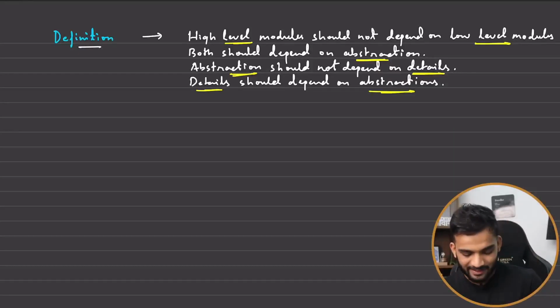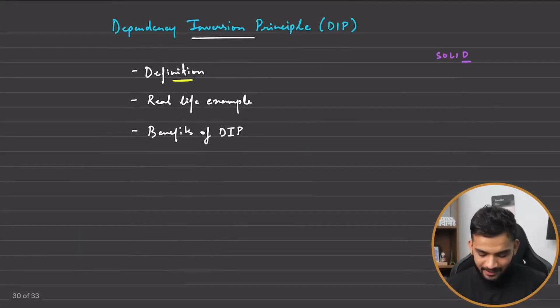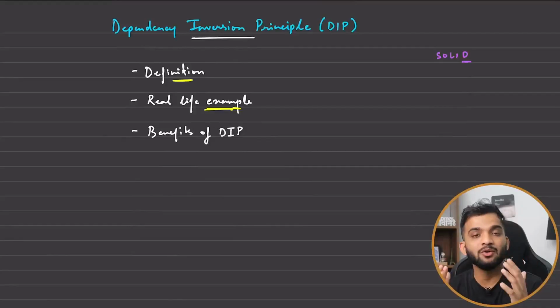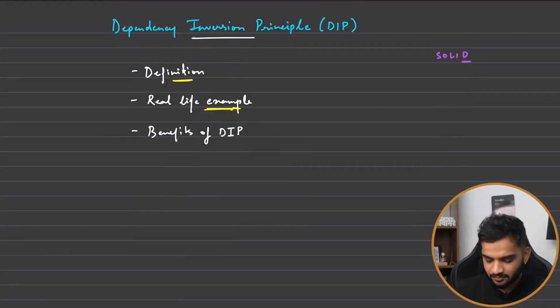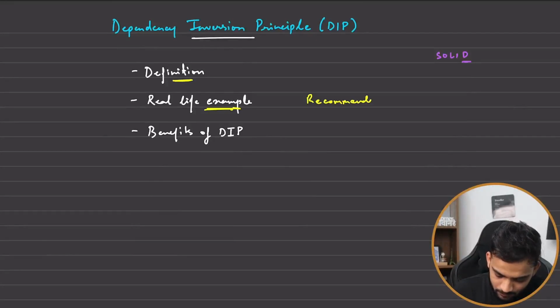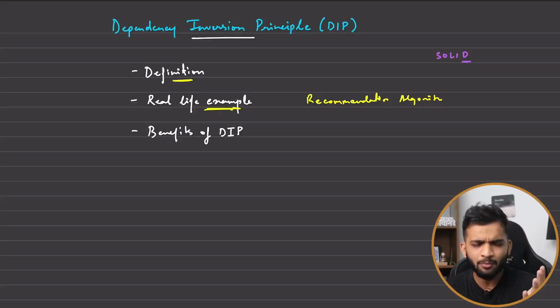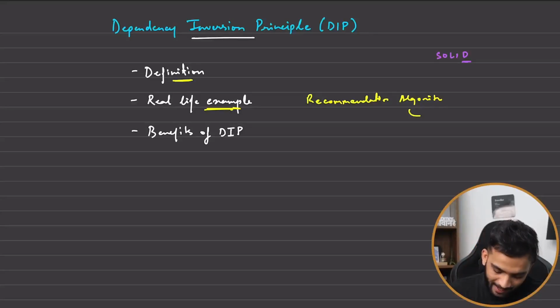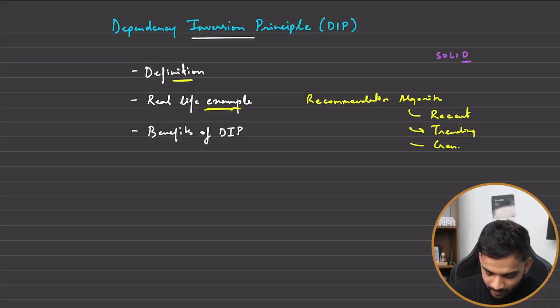Again, as I said, the definition is confusing. Do not worry. Now I'll be taking a real life example in order to explain the dependency inversion principle. I'll take the example of a recommendation algo. You must have seen in Netflix, Amazon Prime, and YouTube, you have different kinds of recommendation algorithms working for you. So we can have something like recent recommendations, a trending recommendation, or a genre-based recommendation.